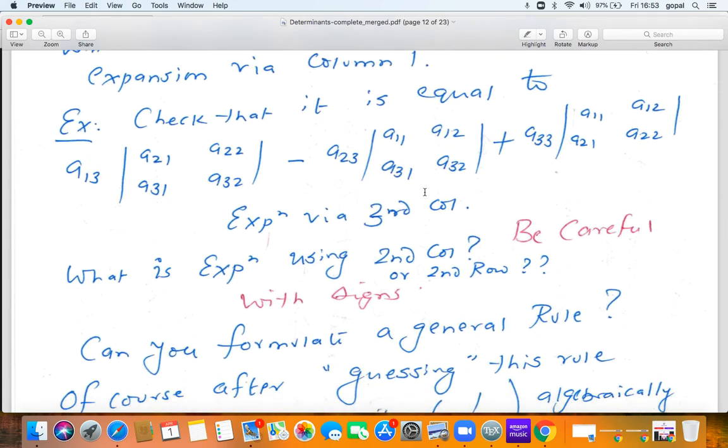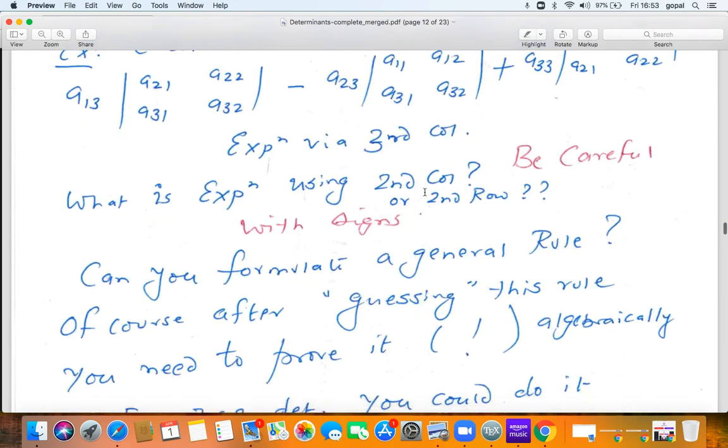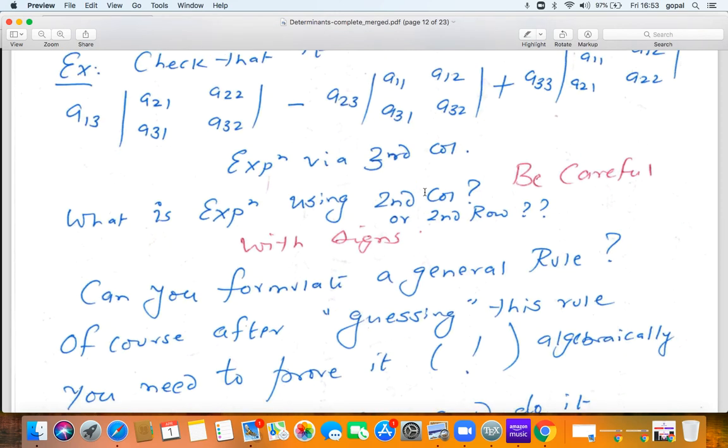Of course, you're going to guess this rule naturally by looking at this pattern. And after you guess this rule, I'm sure you'll guess it correctly, but you have the job of proving it algebraically. How would you prove it algebraically? Are you going to write down all the n factorial terms and get into a big mess? No. The proof in the general case is going to follow a very different line of reasoning. We are not going to write down all the n factorial terms and get into a big mess. We are not going to do that.